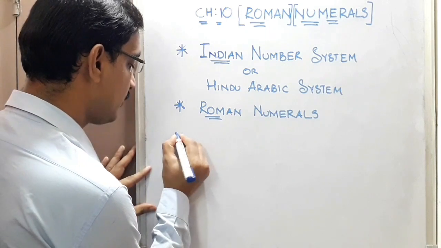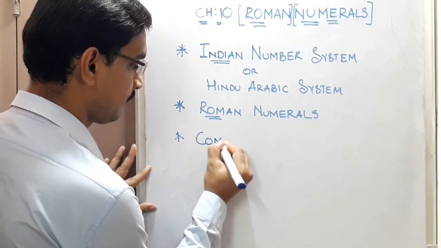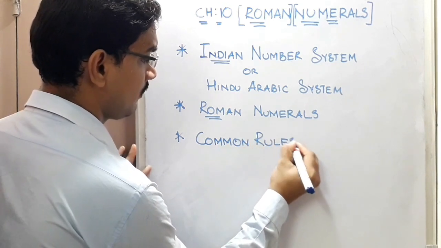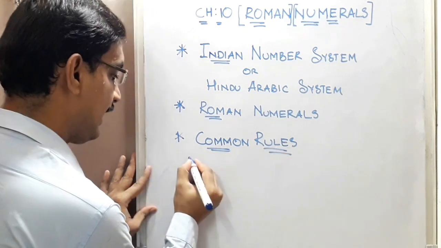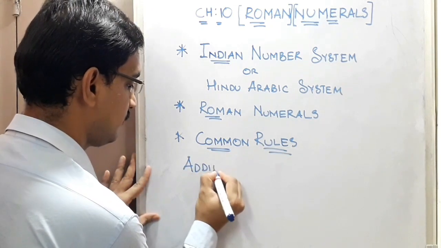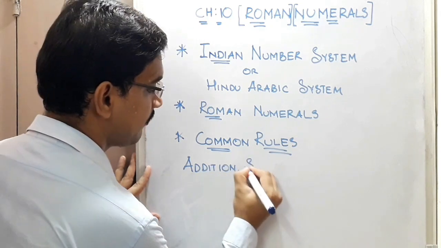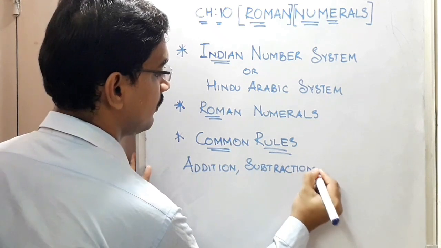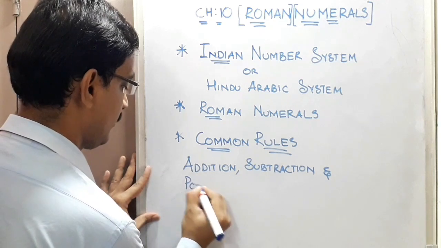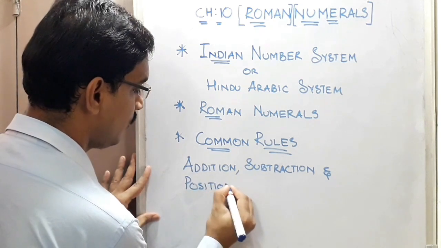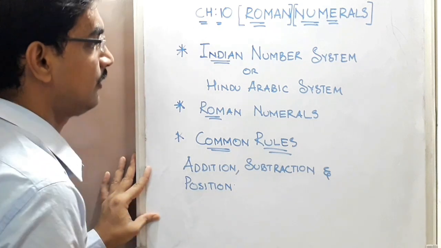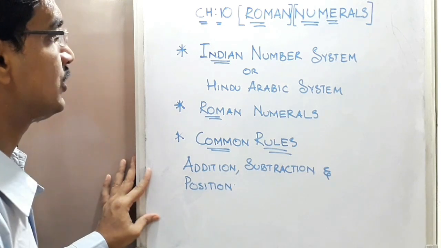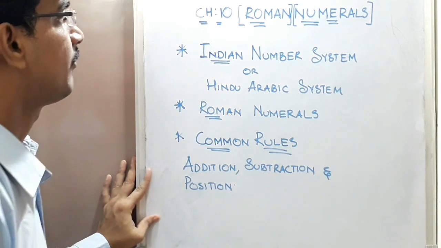To understand Roman numerals, there exist some common rules: rules pointing to addition, subtraction and position. There exists a variety of rules to be followed in order to write a number using Roman numerals, namely addition, subtraction and position. Let us see what exactly they are.